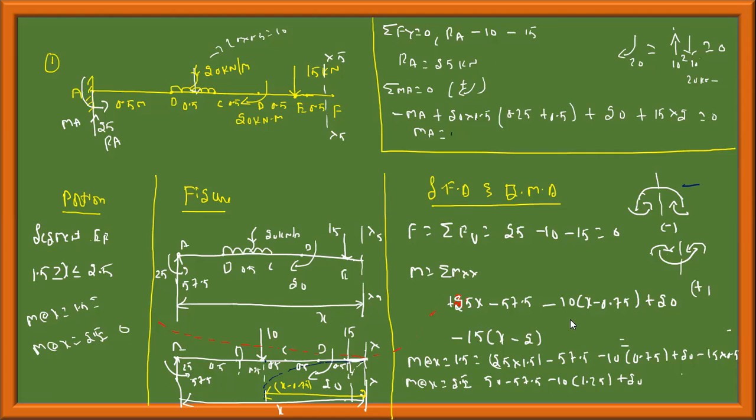25x minus 10 into x minus 0.75 plus 20 minus 15x minus 2 minus 57.5. 25x, 10x, 0.5, plus 20, minus 57.5. How much are you getting? At 7.5, we should get 0, right? Let me check. I have done this problem already. I am getting 0.